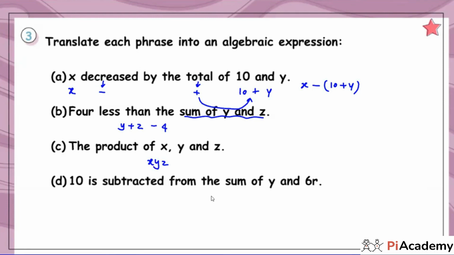Roshan, can you please answer me? The D, last one. Y plus 6r subtract 10. Okay, so here they are talking about the sum of y and 6r, so from this you will get y plus 6r. After this, 10 is subtracted from it. So you put a bracket and then you can minus this. It's fine if you don't put the brackets, but I'm just telling you this is a full number. After that, they are asking to subtract 10 from it.